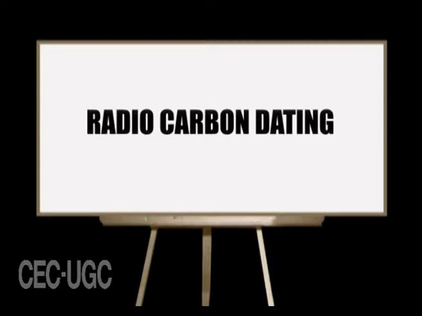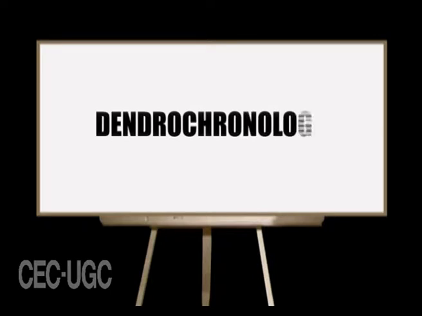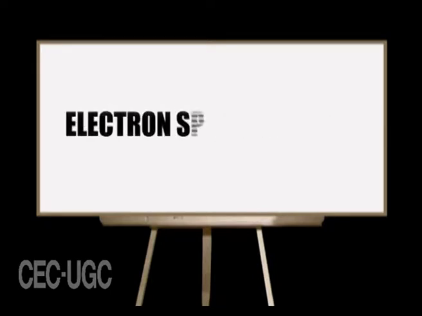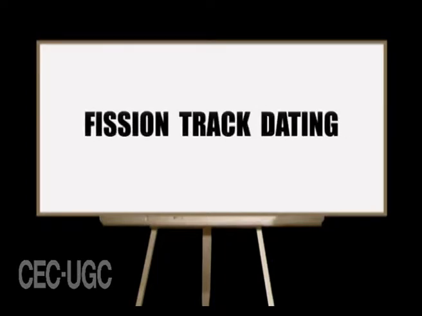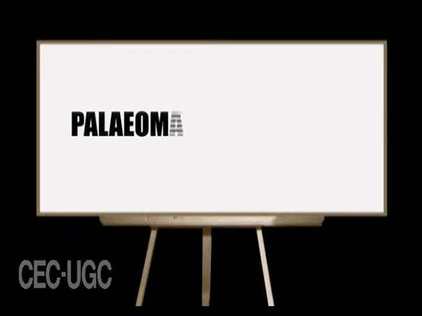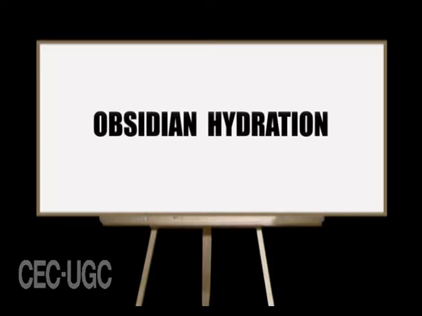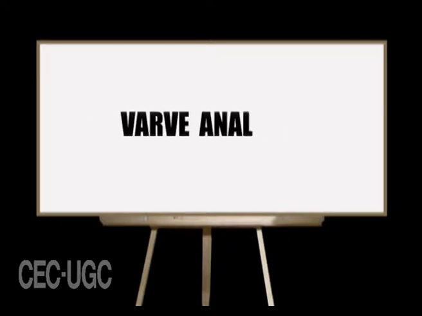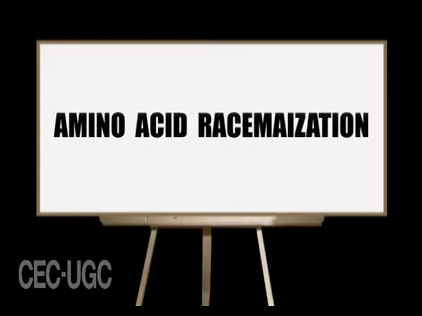They are radiocarbon dating, potassium-argon dating, thermoluminescence, dendrochronology, electron spin resonance, fission track dating, paleomagnetic dating, obsidian hydration, varve analysis, and amino acid racemization.